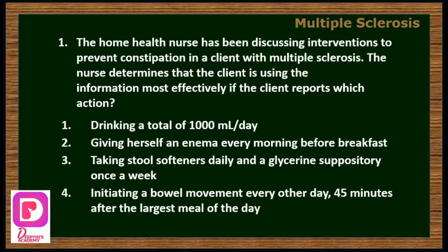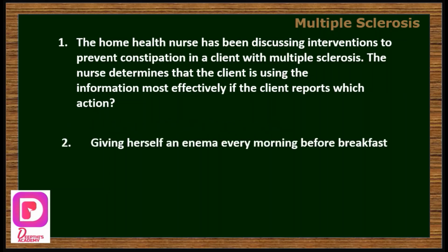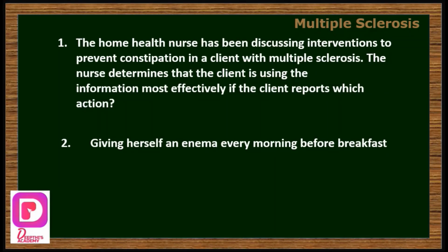Let's see the options one by one in detail. First, drinking a total of 1000 ml per day. To manage constipation, the client should take a high fiber diet, bulk formers and stool softeners. A fluid intake of 2000 ml per day is recommended. So option number 1 is wrong. Let's move on to option number 2. Giving herself an enema every morning before breakfast. Laxatives and enemas should be avoided whenever possible because they lead to dependence. So option number 2 is wrong.